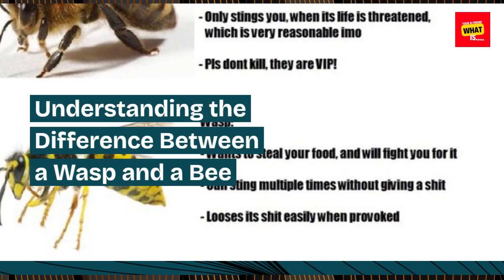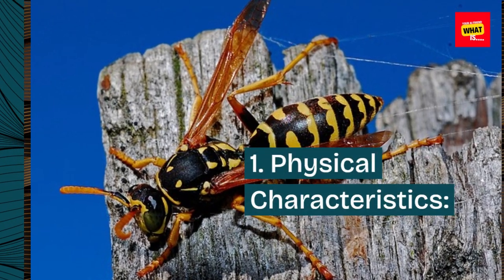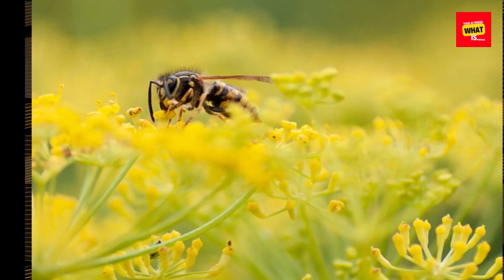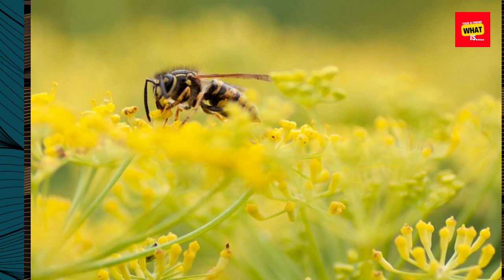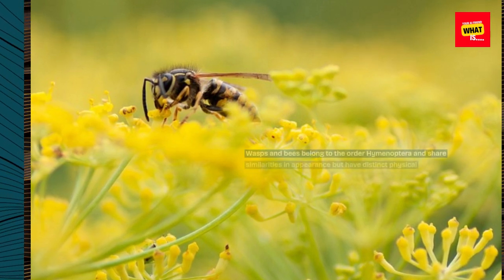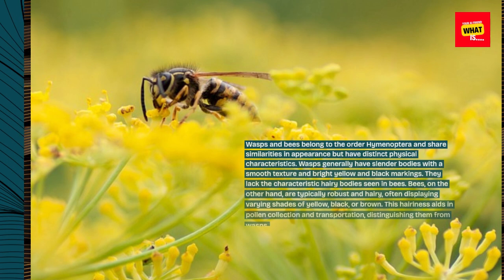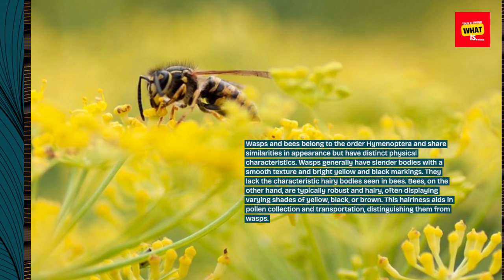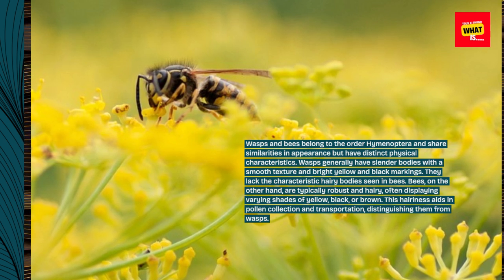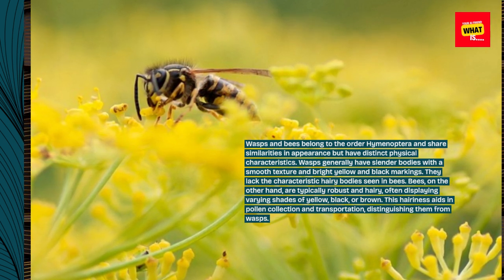Understanding the difference between a wasp and a bee. 1. Physical characteristics. Wasps and bees belong to the order Hymenoptera and share similarities in appearance but have distinct physical characteristics. Wasps generally have slender bodies with a smooth texture and bright yellow and black markings. They lack the characteristic hairy bodies seen in bees.